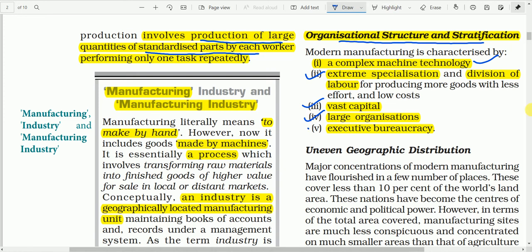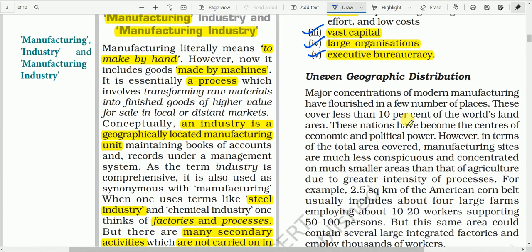And next we have the executive bureaucracy. At the top there will be one person controlling the same. Here bureaucracy means a non-elective government official. He is non-elected, is a government official, highly educated, and he will manage the same. So these are the important characteristics of this large scale manufacturing.